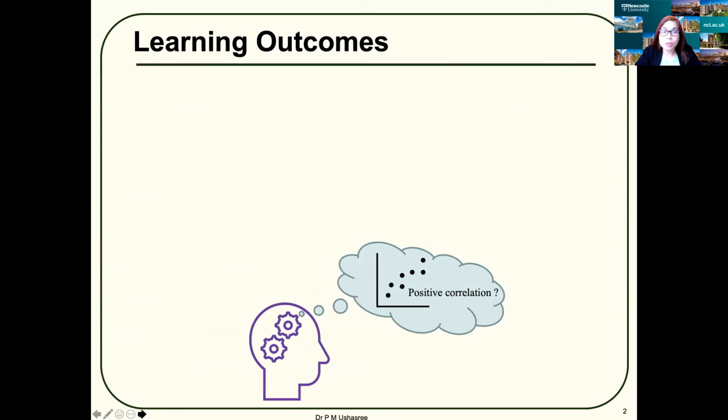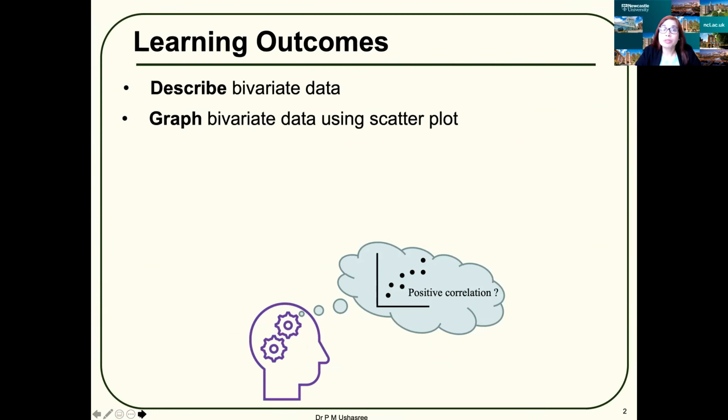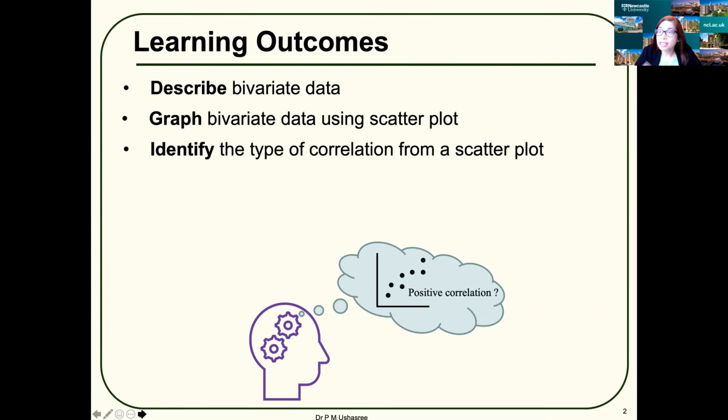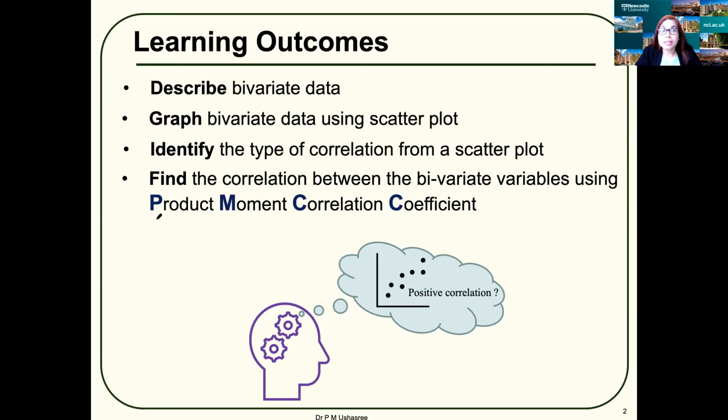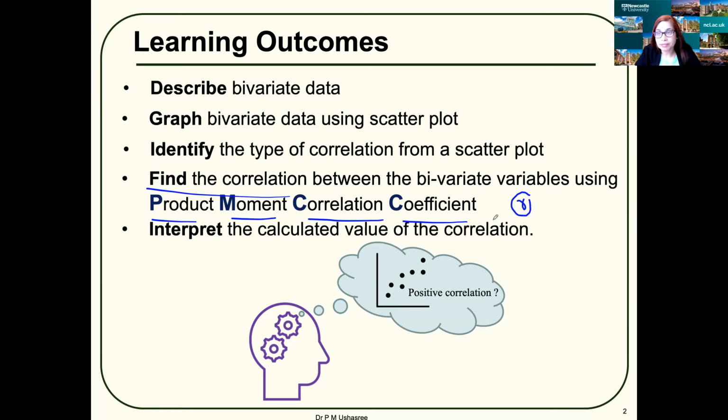So by the end of this week, you should be able to explain what is bivariate data. You should be able to graph bivariate data using a scatter plot. And you should be able to identify the different types of correlation by looking at a scatter plot. And you should be able to calculate the product moment correlation coefficient to find the correlation. That is, you should be able to calculate the R value, which I'm going to show you soon. And you should also be able to interpret it.